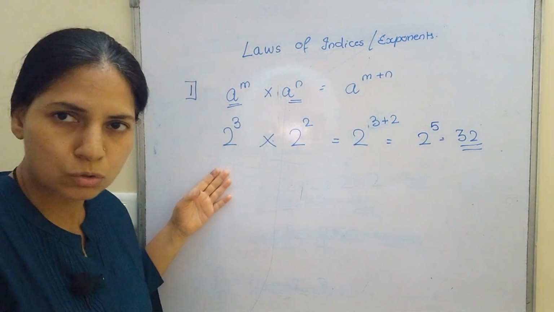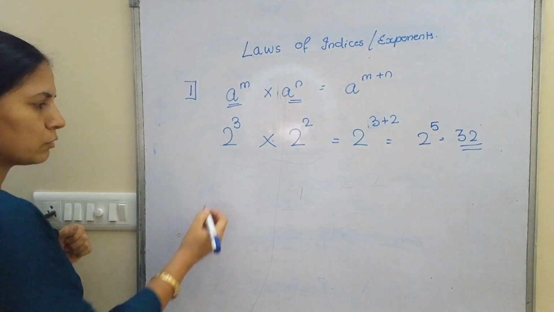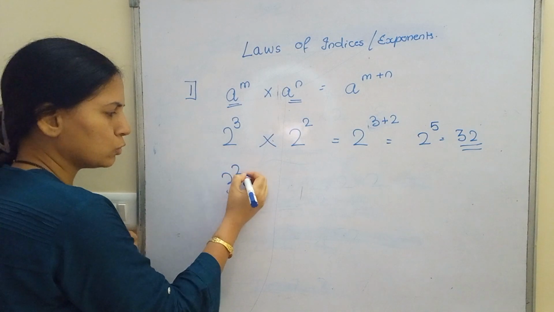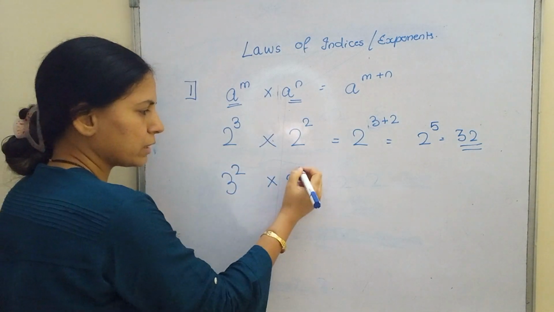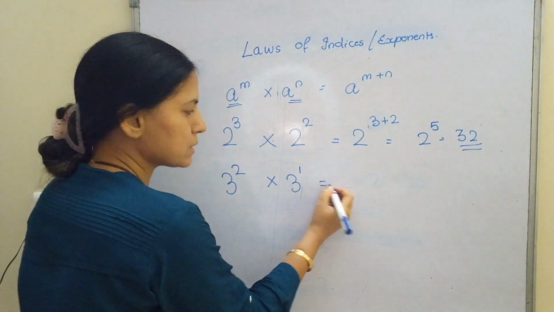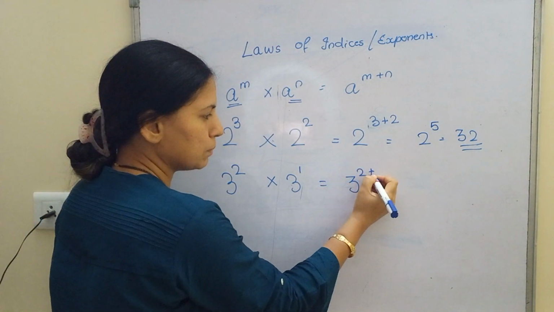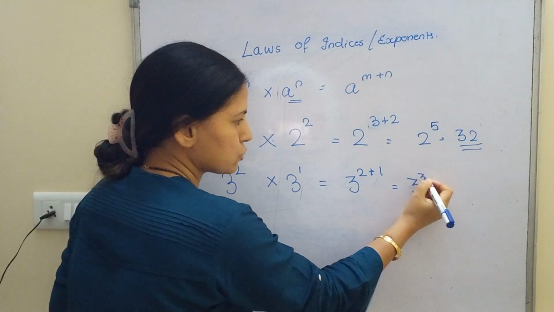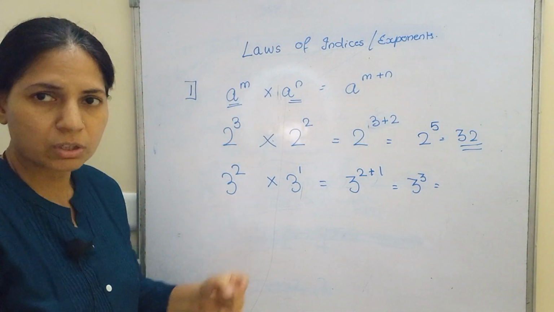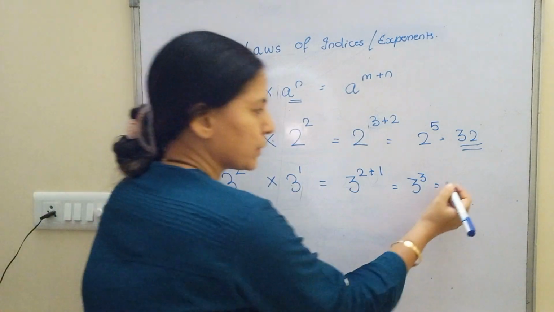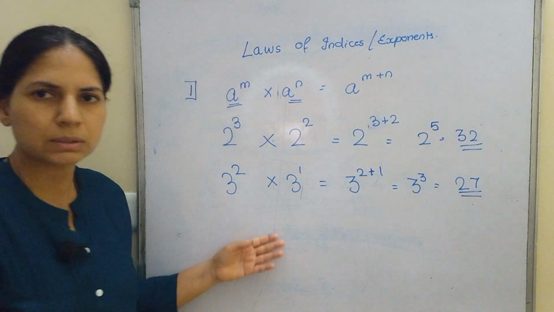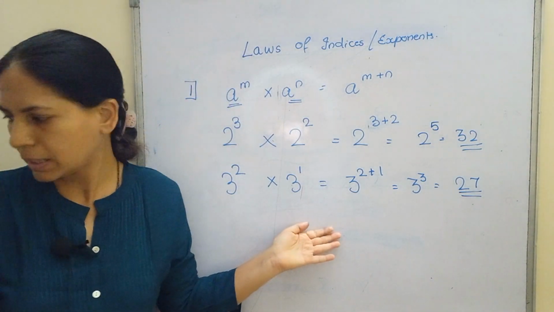Let us do this rule with one more example. For example, 3 raised to 2 multiplied by 3 raised to 1. How will you do it? This will become 3 raised to 2 plus 1, that is 3 raised to 3. What is 3 raised to 3? 3 into 3 into 3. 3 3s are 9, 9 3s are 27. I hope this rule or this law is very easy for you.